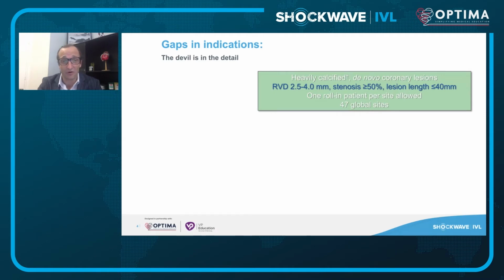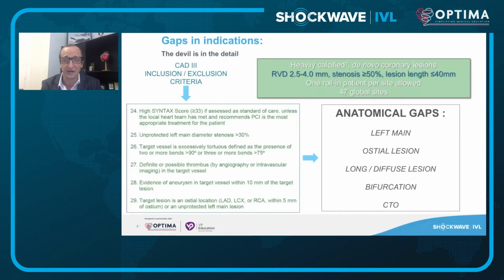And if we go deeper into the exclusion criteria, we can see that in the CAD3 protocol, an asymptomatic score, target lesion in an ostial location, unprotected left main lesion, possible thrombus, and so acute coronary syndrome were excluded from the study. So there are still anatomical gaps in the IVL literature concerning complex lesions: the left main lesion, the ostial lesion, bifurcation, chronic total occlusion. Patients were not enrolled in the Disrupt CAD clinical program.